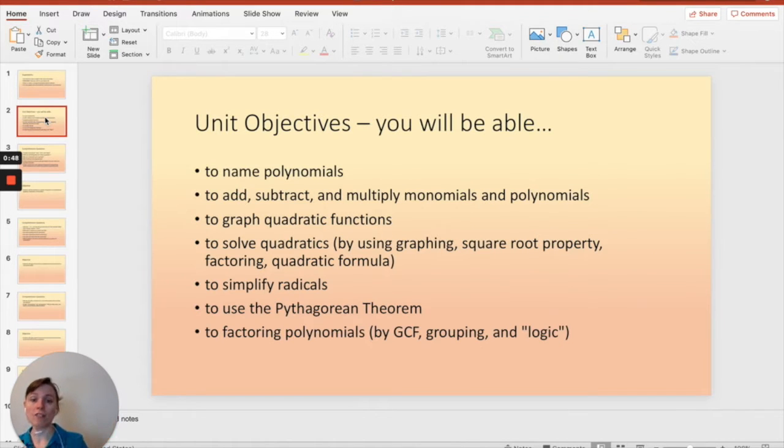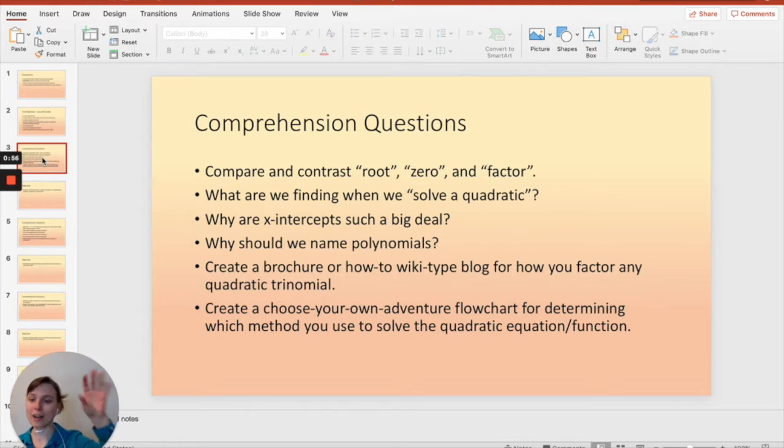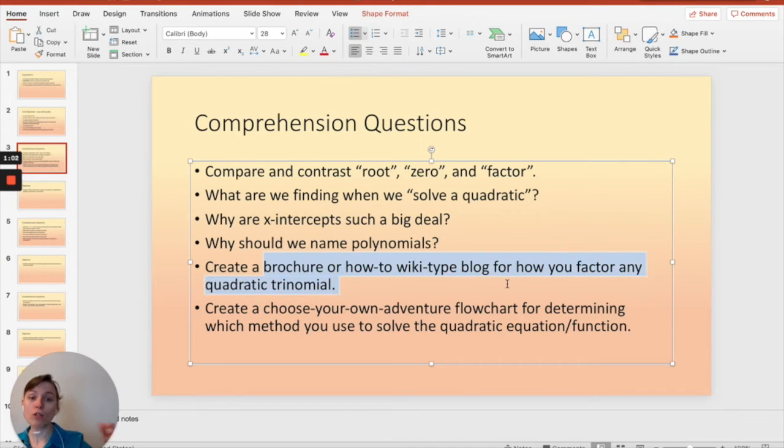Anyway, so we are factoring, but we're now solving using that factoring skill. So we have moved on to solving. I'm going to leave the comprehension questions up here now instead of at the end, because I'll probably forget like I did last time. Make sure you are thinking about creating a brochure or a blog of how you would factor, because if you know how you factor, then you know how you will solve.